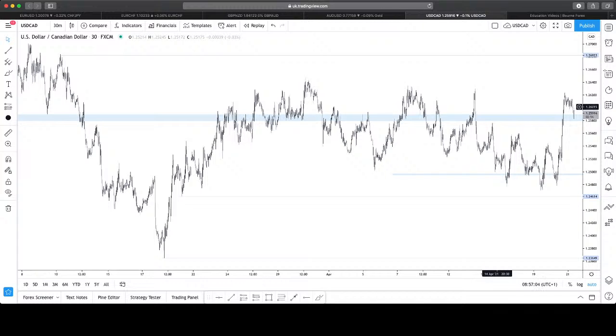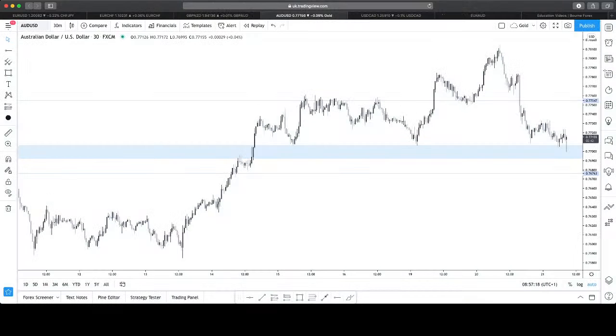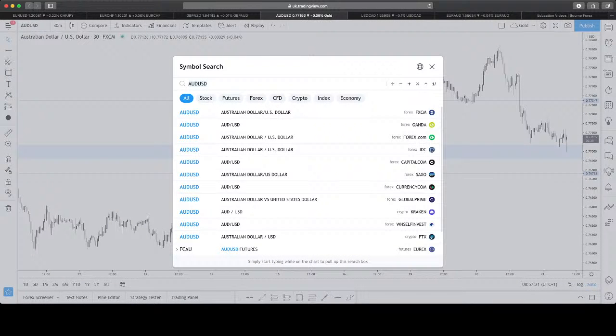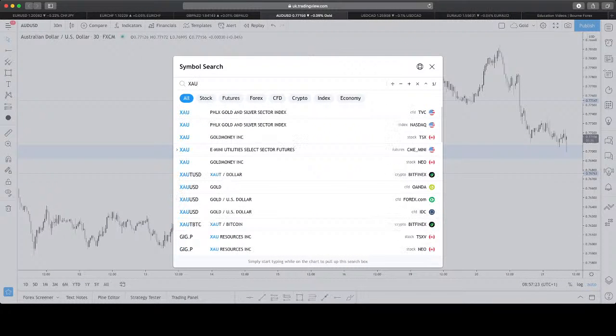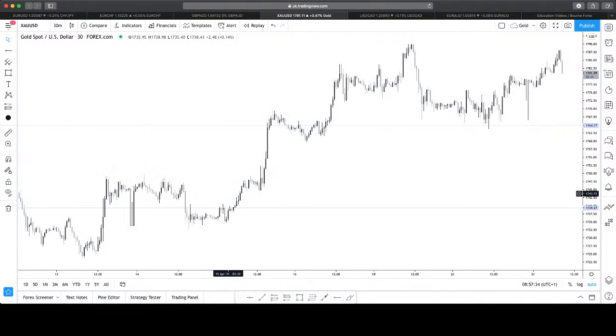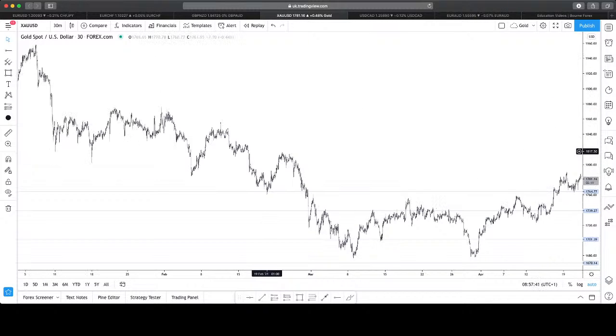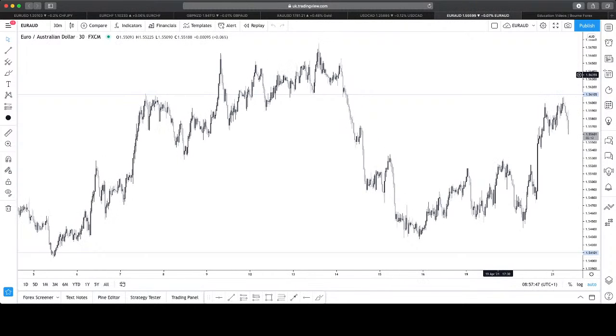What have I not covered that I wanted to cover? Euro Oz. And gold. We'll have a quick look at gold while we're here, because why not? I don't know who my gold chart's through. There we go. See how long I haven't looked at or traded gold for. So we'll have a look at that again in a second. Let me just go through Euro Oz.